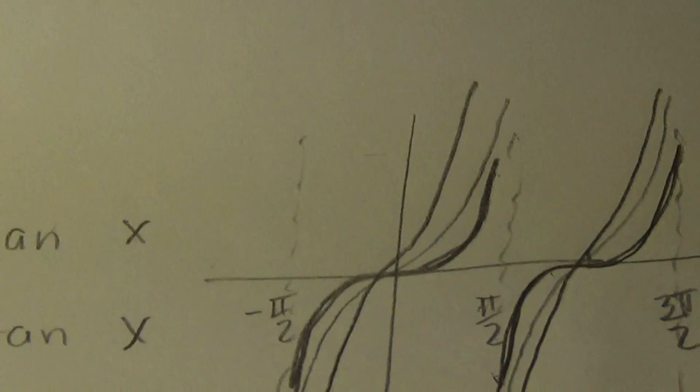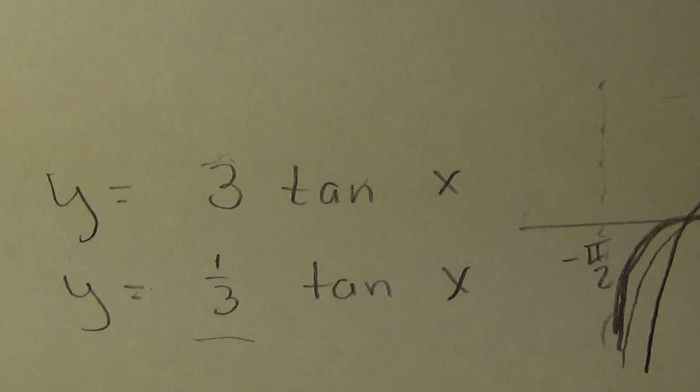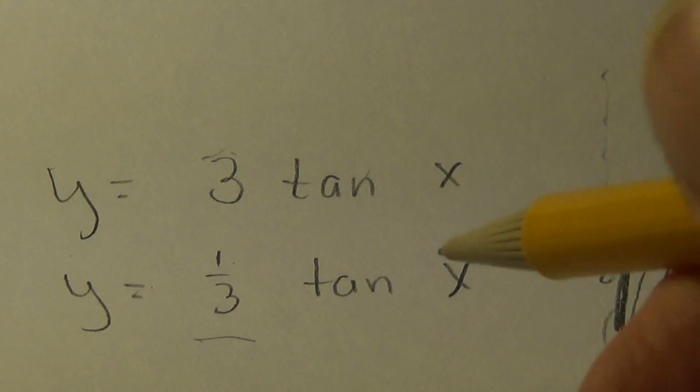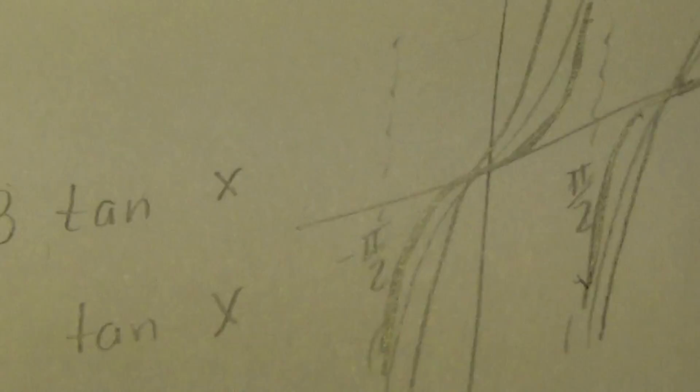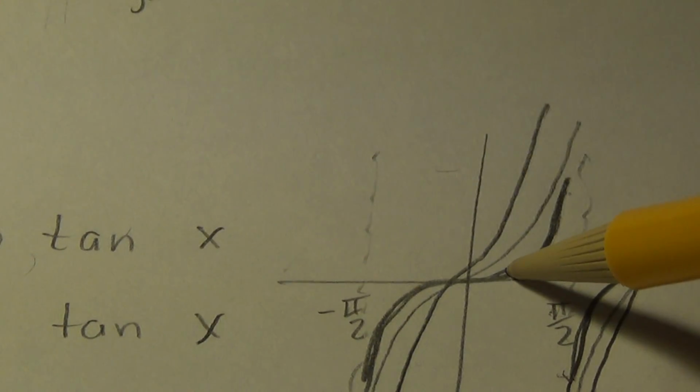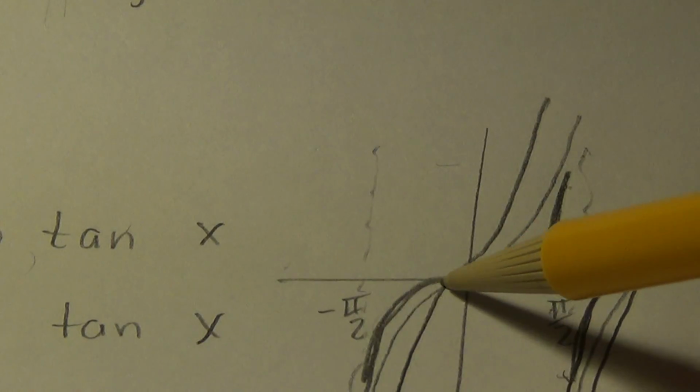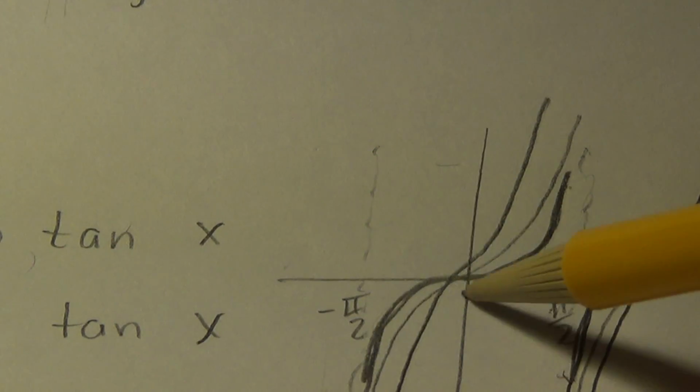Alright, so just a little discussion about the wobbles. This is less wobble, more straight, and this is more of a wobble. You can set a glass of water right on the 1/3 tangent graph.